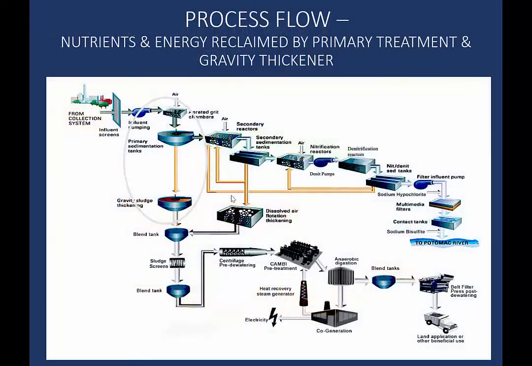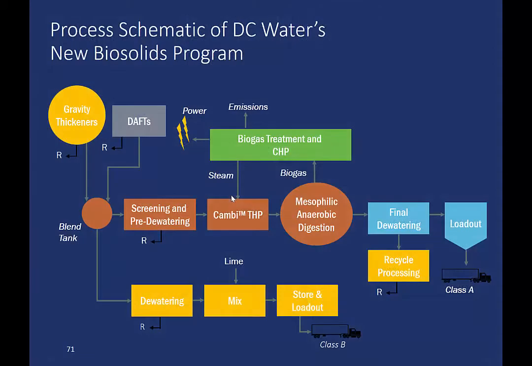If I don't have a digester, I'll show you that. I just solid separate, the solids are limed, and then I put them as Class B biosolids onto the ag fields. So with the digester, these solids come here. We have this digestion system. This is for DC Water. They have a CAMBI process that I'll talk about, and then they have Class A biosolids.